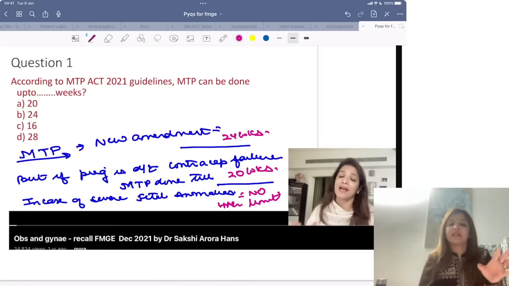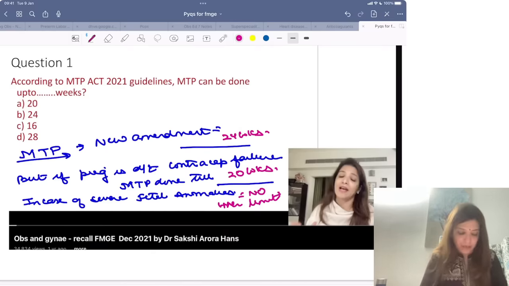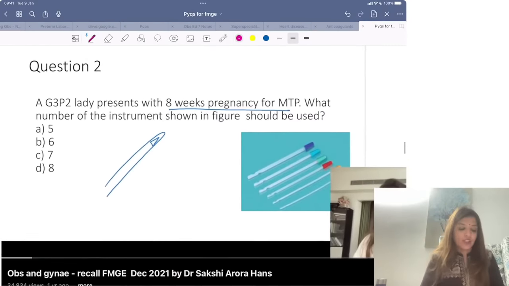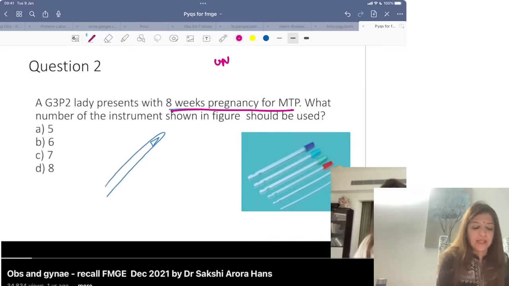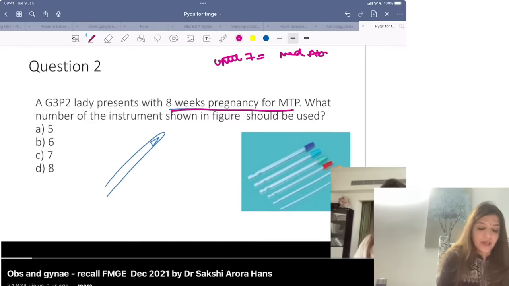अब हम MTP कर सकते हैं अप टिल 24 वीक्स, बट अगर कॉन्ट्रासेप्टिव फेलियर की वजह से है तो स्टिल अप टिल 20 वीक्स. एंड इन केस ऑफ सिवियर कंजेनिटल एनोमली देयर इज नो अपर लिमिट. नेक्स्ट क्वेश्चन, अ G3P2 लेडी प्रेजेंट्स एट 8 वीक्स ऑफ प्रेगनेंसी फॉर MTP. 8 वीक्स ऑफ प्रेगनेंसी में जस्ट नाउ आई टोल्ड यू कि अप टिल 7 वीक्स हम क्या करेंगे, मेडिकल अबॉर्शन. 7 to 12 weeks में हम क्या करेंगे, suction evacuation.